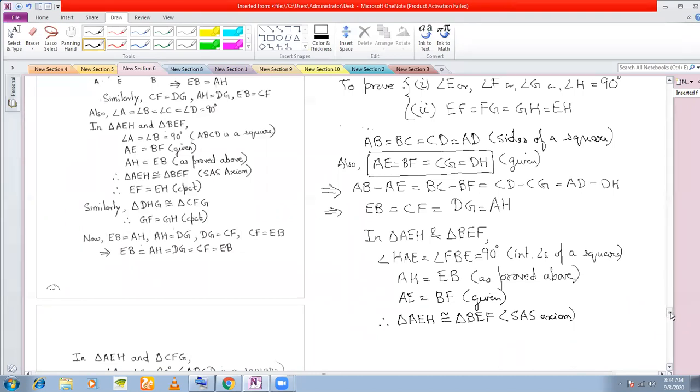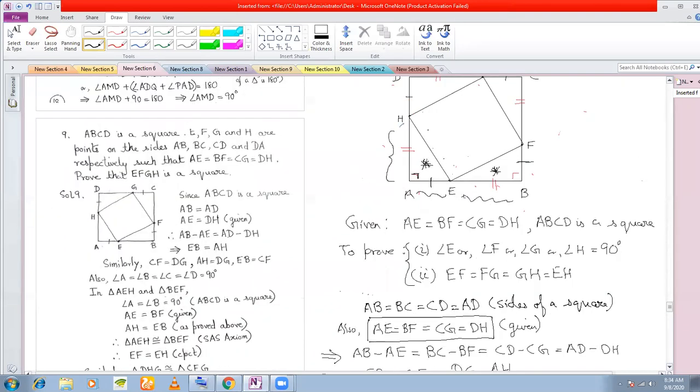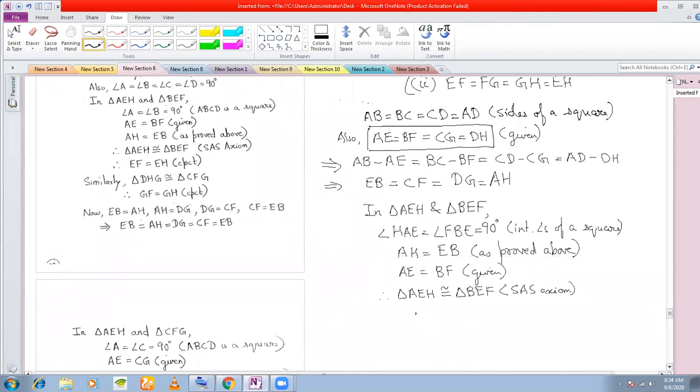Now, once I have proven the congruency of these two triangles, I can say that this side is equal to this side by CPCT. So that is what I'm going to write. And what are these two sides? These sides are EH and EF. So EH is equal to EF by CPCT.